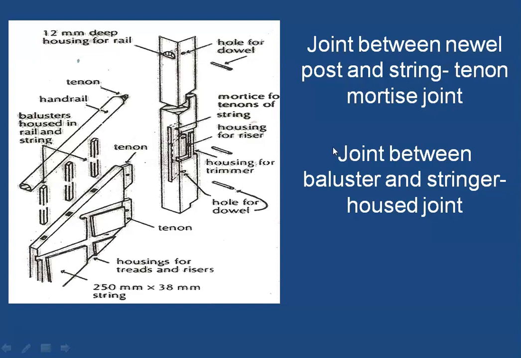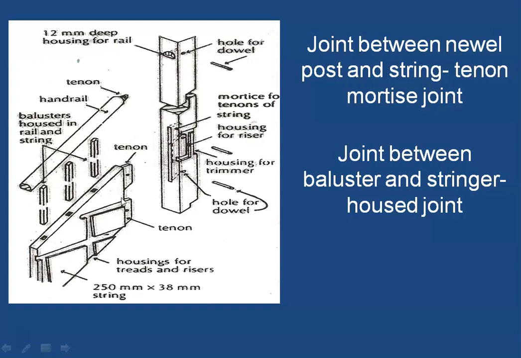Now there are also some joints between the Newel post. As you saw, this is a Newel post and the stringer. What you will see is that the stringer at the end is cut into what is called a tenon mortise joint. We have already learnt about the tenon mortise joint in the case of doors and other things. So here you will see that there is a tenon mortise joint.